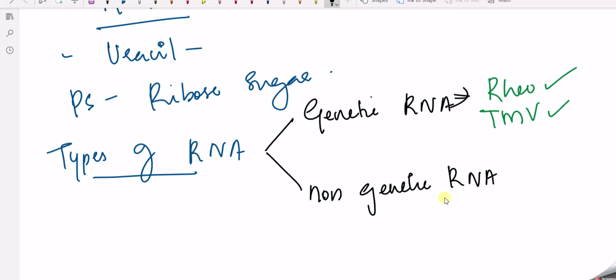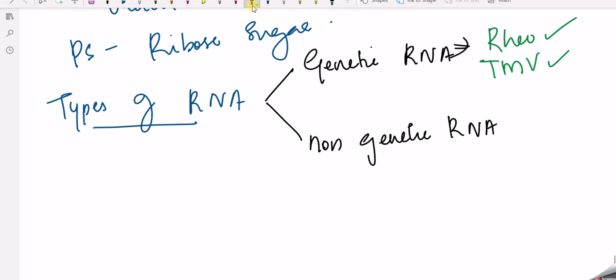Right. Now coming to the non-genetic RNA. What are the types of non-genetic RNA?